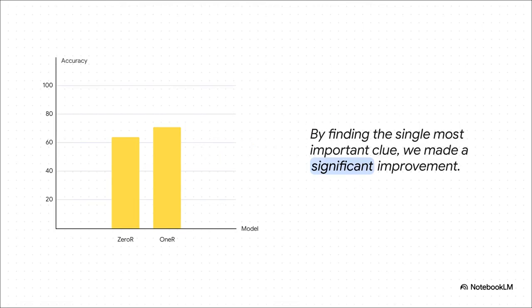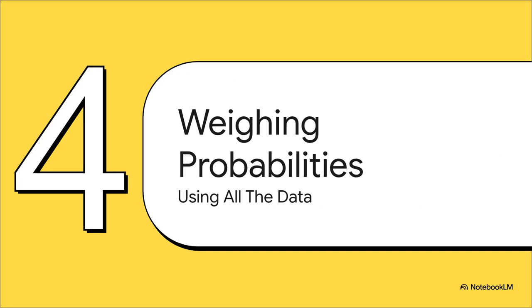And this right here, this is that perfect aha moment. Just by finding the single most important clue in our data, we've made a really solid improvement. We went from a totally blind guess to an informed one, and that, right there, is the heart of machine learning. But hey, why stop with just one rule? What if we could use all the information we have? It's time to level up again and start thinking about weighing the probabilities of everything.